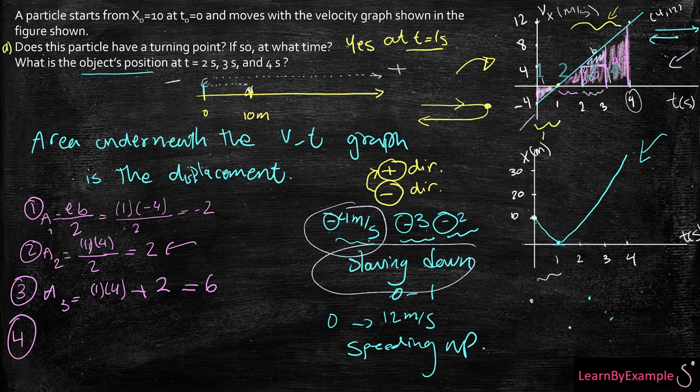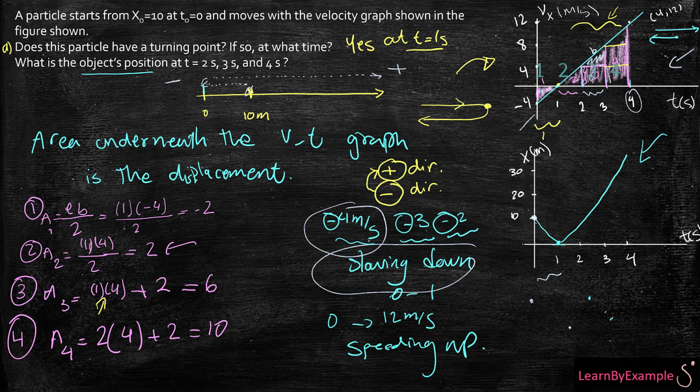And for area 4, I can break that one apart into 1 square, 2 squares, and another triangle. So it would be the 2 squares that we had here. So area 4 equals 2 of those squares plus 1 of the triangles. And that would be 8 plus 2, which is 10.